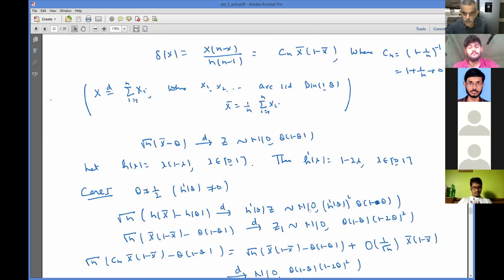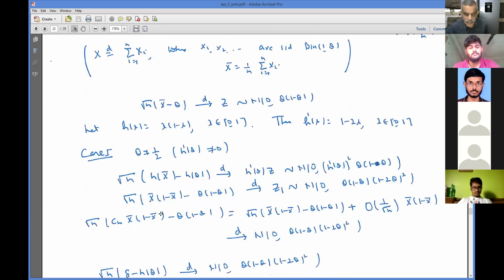normal 0, h prime theta whole square into theta into 1 minus theta. So it says root n (x bar into 1 minus x bar minus theta into 1 minus theta) goes in distribution to Z1, which is normal 0, theta into 1 minus theta into (1 minus 2 theta) whole square, because h prime theta is 1 minus 2 theta. Is that clear up to this point?